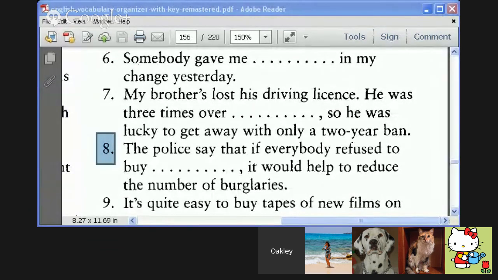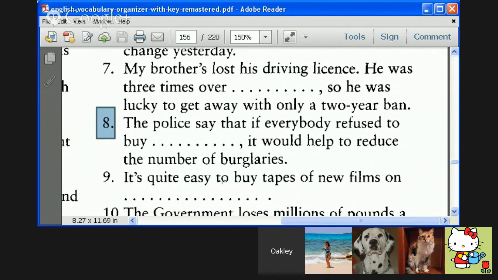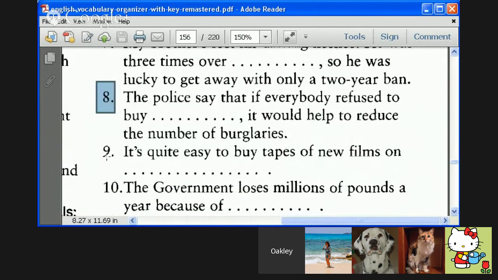All right, a fence or to fence? No, it has nothing to do with fighting with swords. It has everything to do with stolen goods. Okay, Monica, number 9.